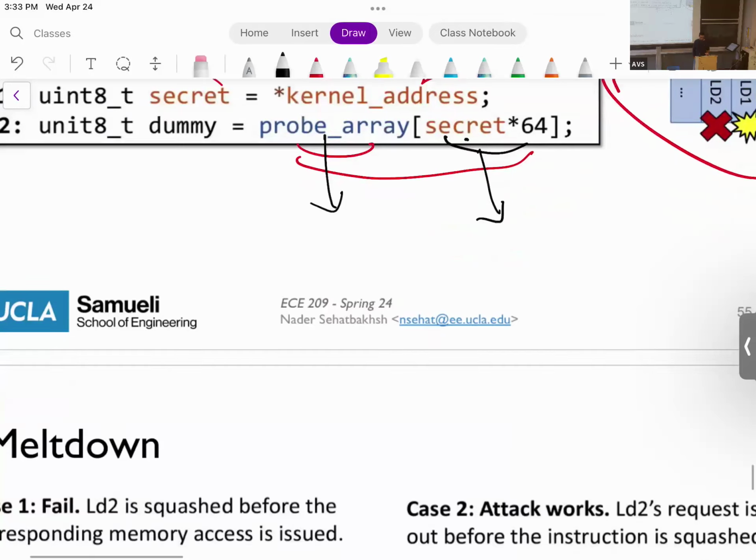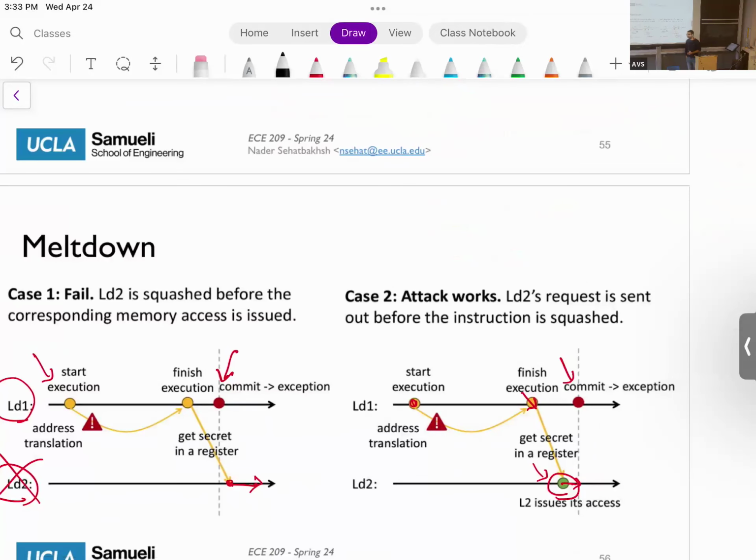This is what we call a meltdown attack, because this will cause an exception. The exception should have been caught, and it is still caught, but it's too late when we catch it. When we catch it, the load is already issued. So if the check was here, we were good, but since it's after this load has been accessed, it's too late. Okay?